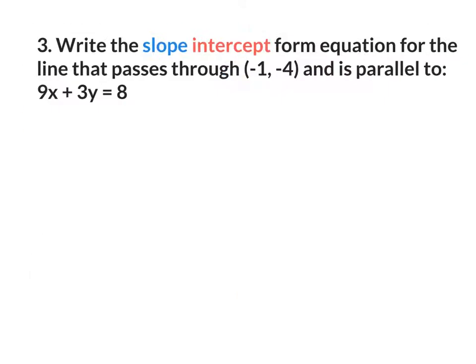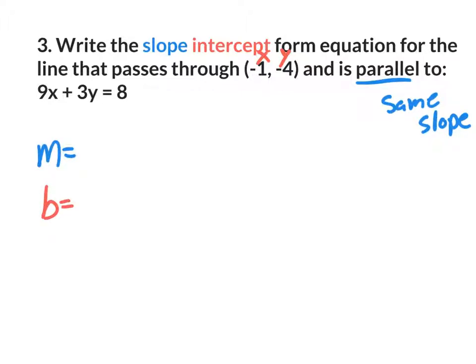But check this one out. Right here, they're saying the same thing. Write the slope-intercept form equation of the line that passes through this point. Okay, so we know we have an x and a y value. X is -1, y is -4. And it is parallel. We know that parallel means what? Parallel means same slope, okay? And we know that if we want to write it in slope-intercept form, we need the slope and we need a y-intercept. So our slope is going to be the same slope as the equation that they give us.